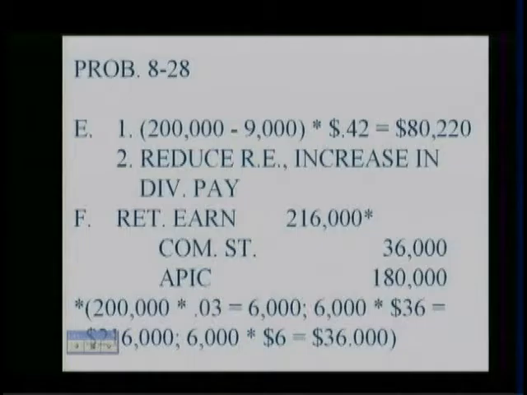The 6,000 shares of stock has a $36 value, so that gives us $216,000 that we're going to take out of retained earnings. The common stock has a stated value of $6 per share, so 6,000 times $6 is $36,000 that we put in our common stock account. The remainder, the difference between the $36 and the $6, is the $30 that goes into our additional paid-in capital account for $180,000.